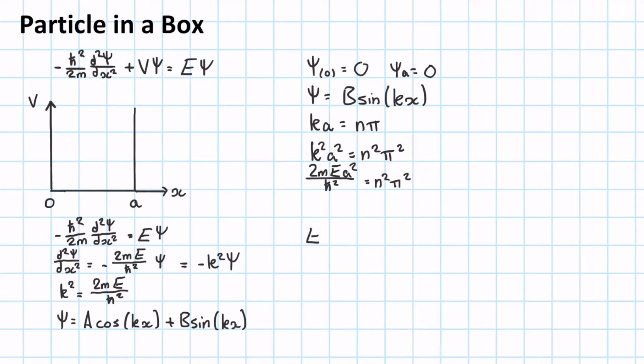So the energy, E, is equal to h bar squared pi squared over 2ma squared times n squared. Now what's important about this is that the energy cannot take any value it pleases. It can only take certain discrete quantized values.